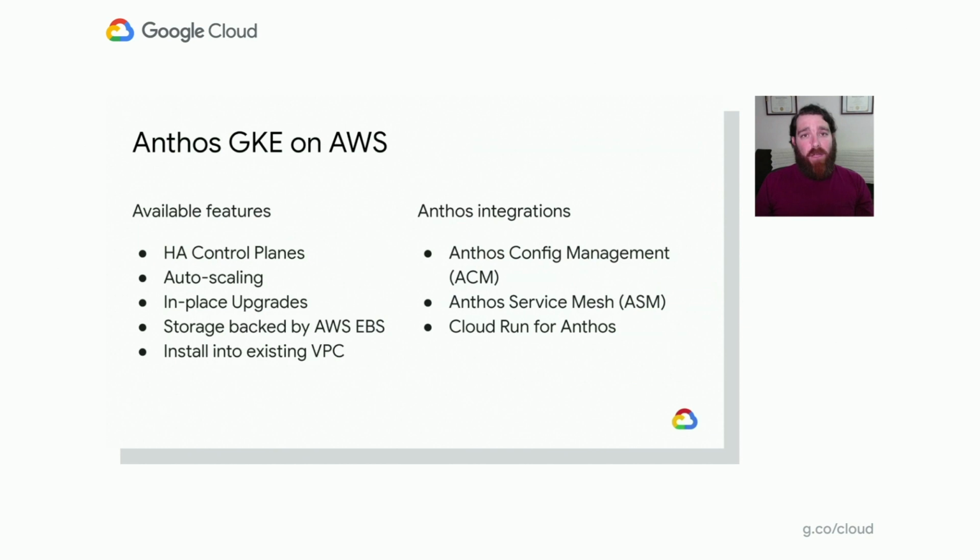As far as features that are available in Anthos GKE on AWS, you have the ability to have HA control planes, auto scaling, in-place upgrades, and your storage backed by AWS's EBS. If you don't have an existing VPC and want to just kick the tires, you could absolutely create your own VPC through the Anthos GKE on AWS installer, or you can choose to install into an existing VPC. And all of these clusters that you bring up are going to be well integrated with Anthos config management, Anthos service management, and Cloud Run on Anthos, which we'll talk about in part 2 of this talk.